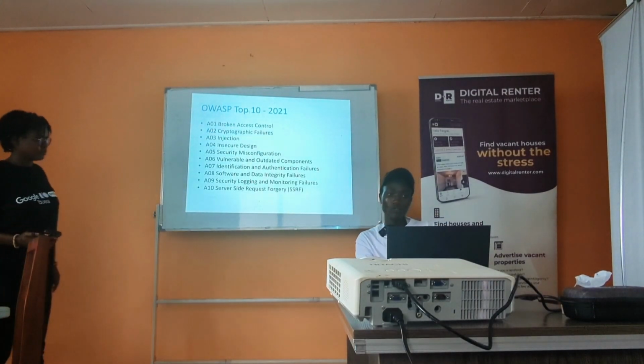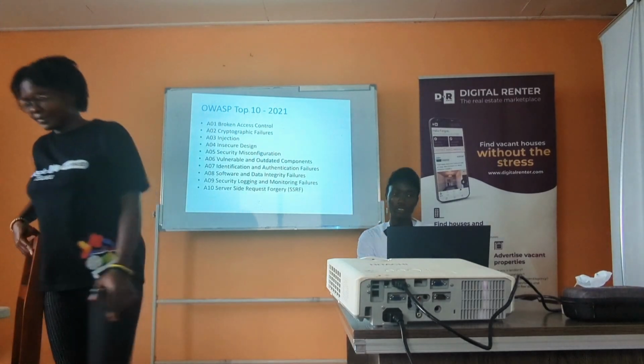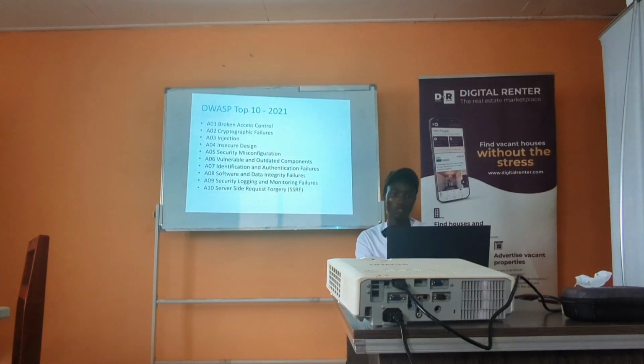So OWASP top 10 of 2021: the first, the most critical, you have broken access control. The second, cryptography failures. The third, injection. The fourth, insecure design. The fifth, security misconfigurations. Sixth, you have vulnerable and outdated components. Seventh, you have identification and authentication failures. Then number 8, you have software and data integrity failures. Number 9, you have security logging and monitoring failures. And number 10, you have server-side request forgery, also known as SSRF.